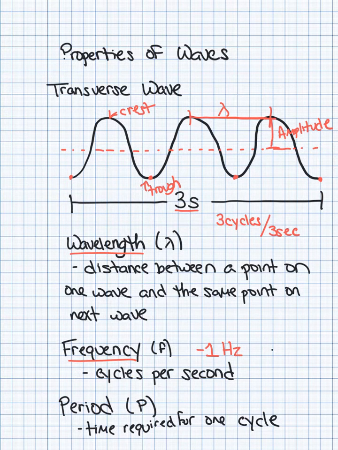The last thing that we might want to know about this wave is the period. And the period is the time required for just 1 cycle. And if 3 cycles took me 3 seconds, then I know that 1 cycle from here to here would take 1/3 of a second. So the period of my wave is 1/3 of a second.